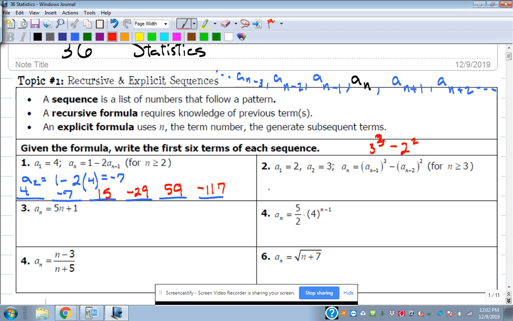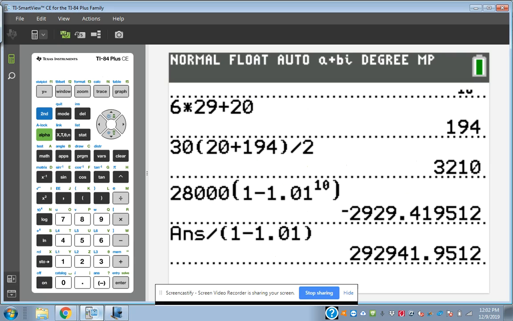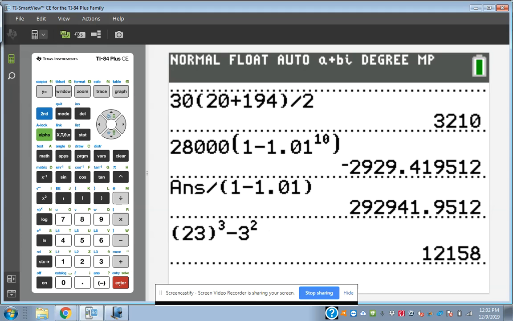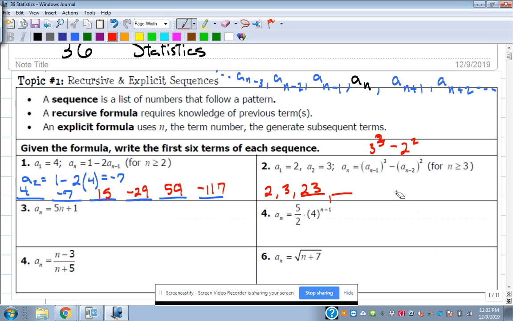Should be 23. And then to get the next term, you would use 23 in the front. So you cube 23. I don't know that. So 23 cubed minus 3 squared this time. It gets big pretty quick here. 12,158.